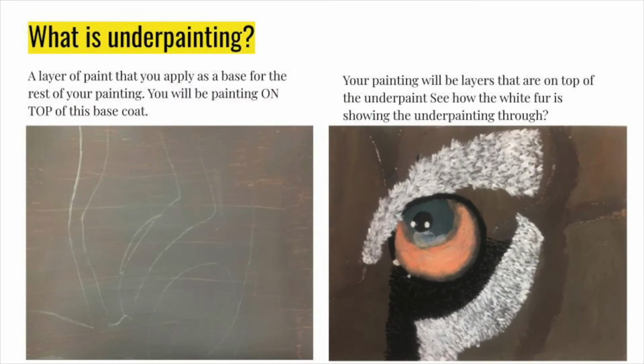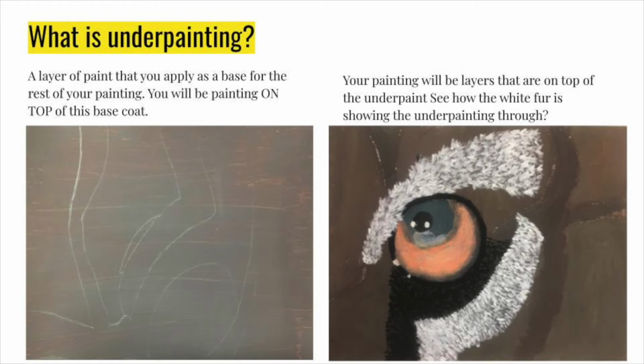Now that we've talked about different types of color wheels, we've determined which one we are going to be using. We've talked about how to read a color wheel and how to mix paint. Let's move on to talking about underpainting. This is a painting technique that we are going to be using for our animal eyes. So what is underpainting? Oh, I will tell you.